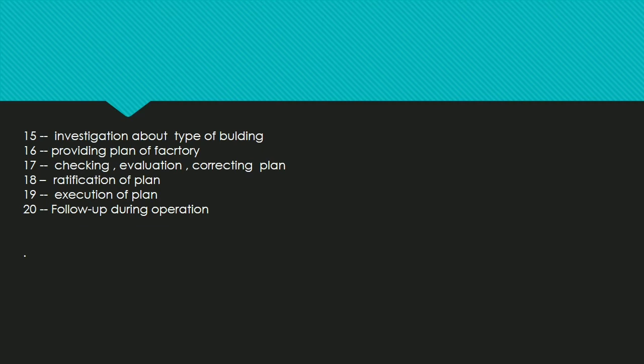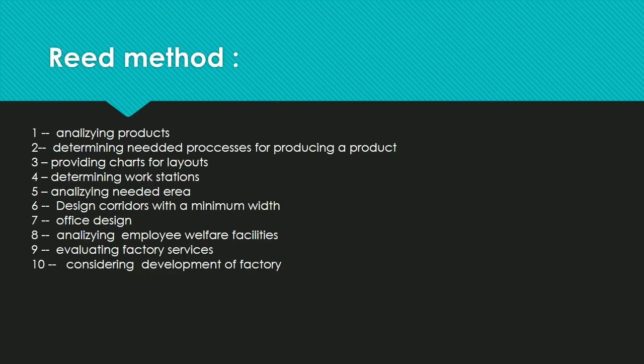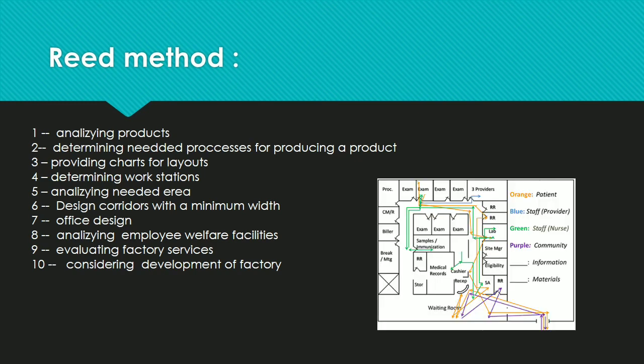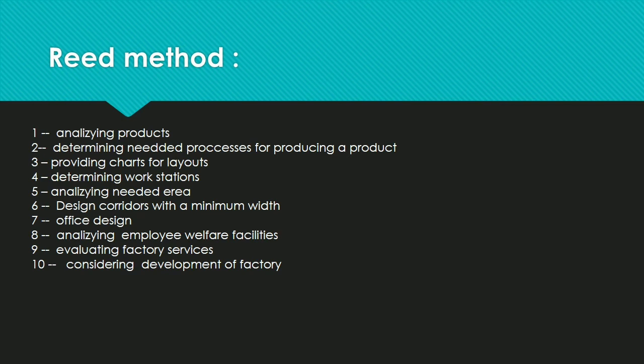Here we have the REAR method. I'm going to talk about the steps. The first is analyzing products and then determining needed processes, providing charts for layout, determining workstations, analyzing needed area, designing corridors and office design, analyzing employee welfare, evaluating factory service, and considering development of the factory.